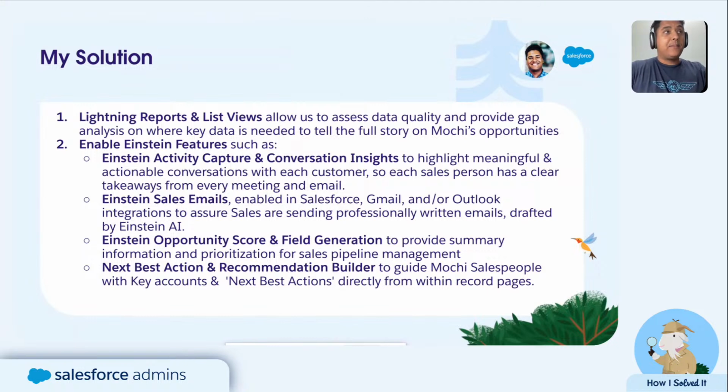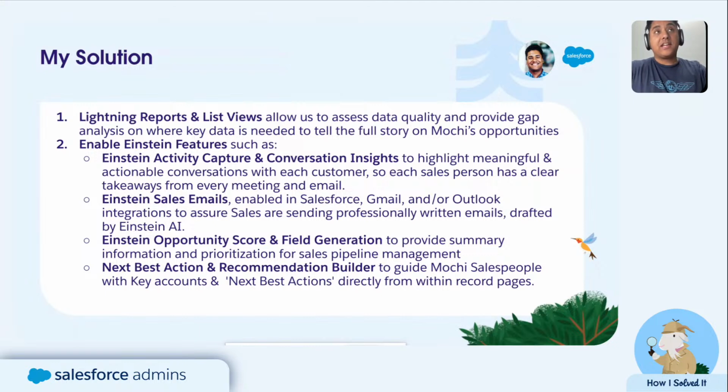Then secondly, we wanted to enable the Einstein features that they had available to them. That includes things like Einstein activity capture and conversation insights, that when we flip on, it's going to connect email. It allows them to connect to other tools so we can get additional activity metrics available for the teams to leverage. We also enabled some generative AI features as well, and that's what we're going to be focusing on today. Einstein sales emails, where we can create prompts to generate emails for our sales users.